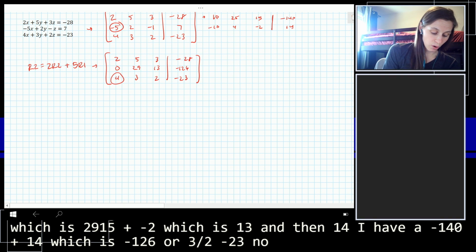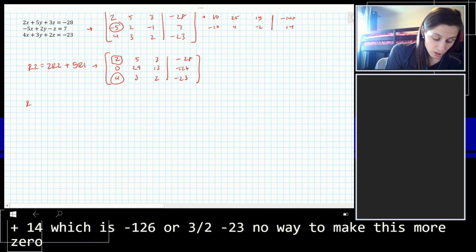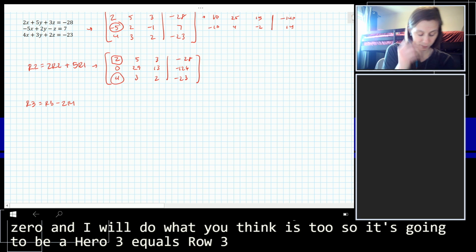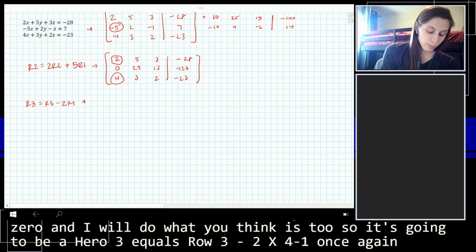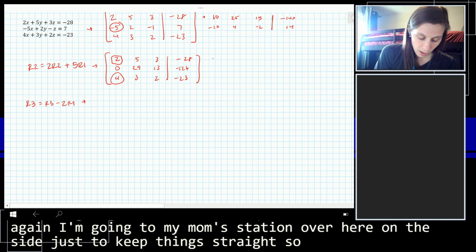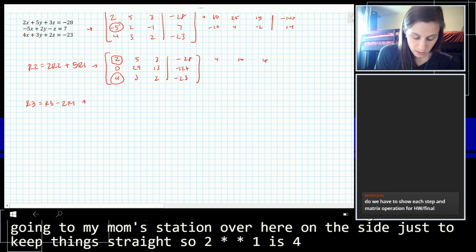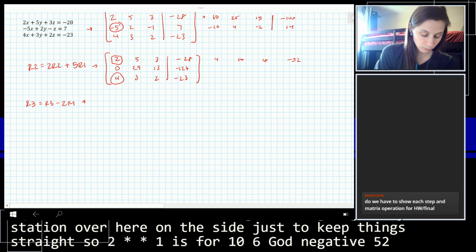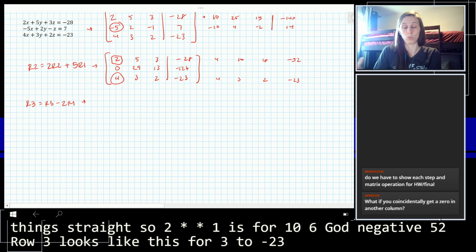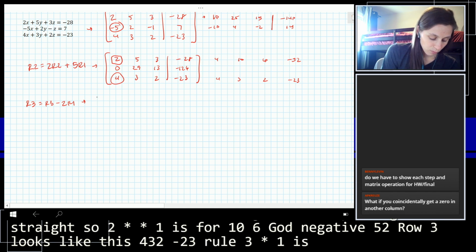Now I'm going to make this 4 a 0, and I'm going to do it using this 2. So it's going to be row 3 equals row 3 minus 2 times row 1. Once again, I'm going to do my multiplication over here on the side just to keep things straight. So 2 times row 1 is 4, 10, 6, negative 52. Row 3 looks like this, 4, 3, 2, negative 23. So my answers, row 1 still doesn't change.